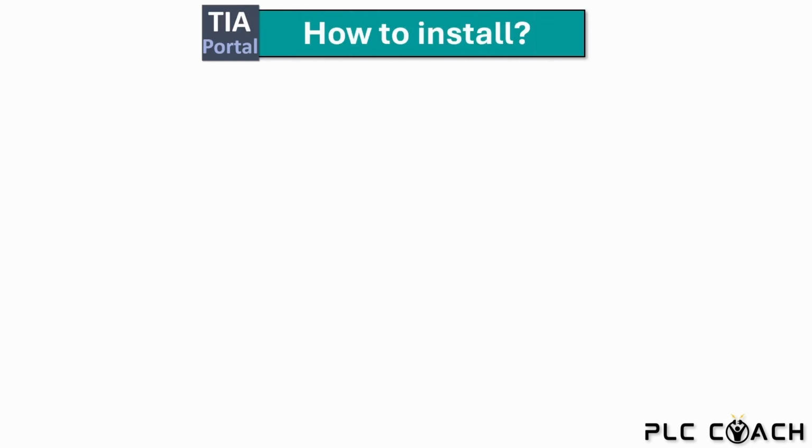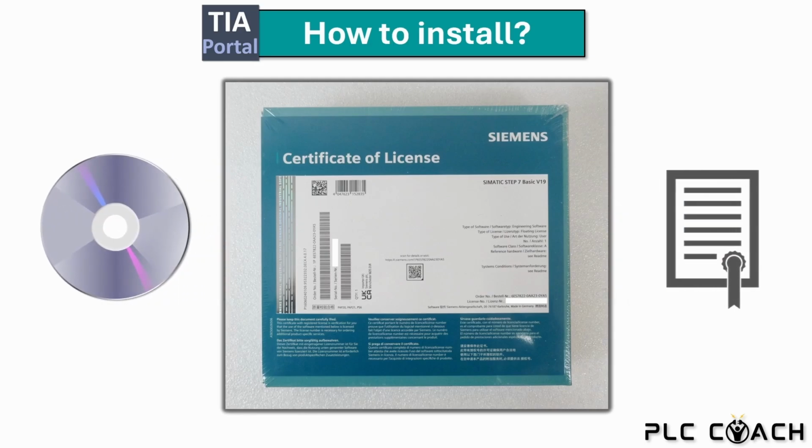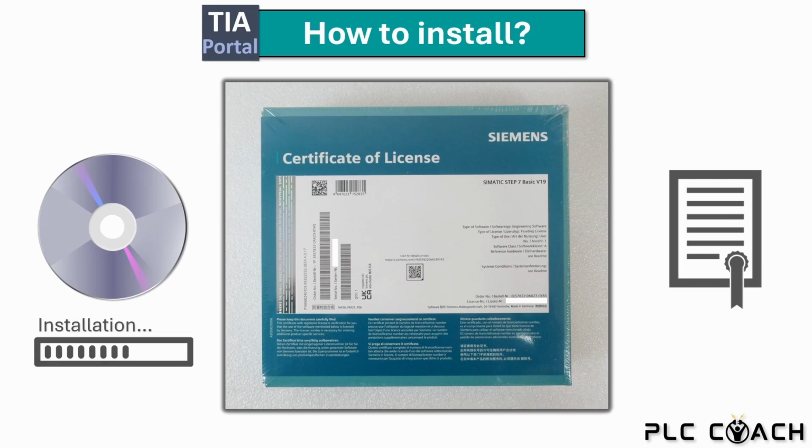Once you have ordered the TI portal, you still need to get it running. At Siemens, you can order the software as a downloadable product. However, the TI portal is usually delivered physically. This is what it looks like. In the package, you will find a disk and a license. You can use the disk to install the software.